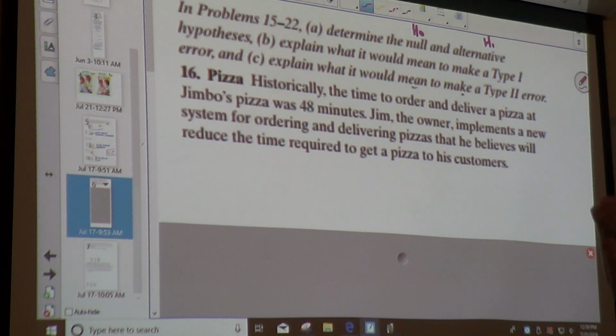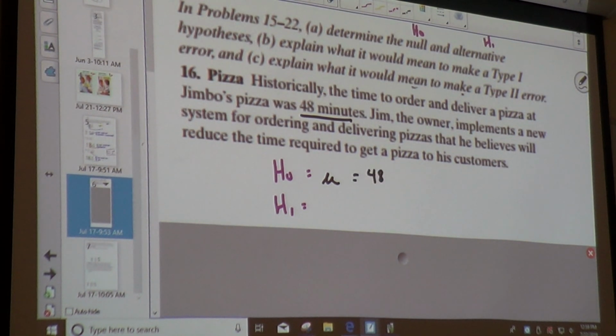So is it going to be not equal to, a less than, or a greater than? So my H naught and my H1. The mean is what we're talking about. We're talking about the average time. Historically, the average time is 48 minutes. But he wants to reduce the time, so he wants the average to be less than 48 minutes, because they said the word reduce. So what kind of test is it? Left, and what are we comparing? The mean. That's all they want to know for this problem.